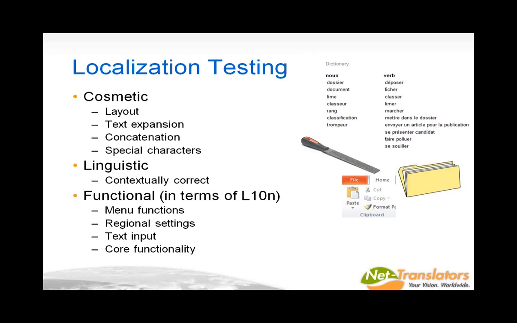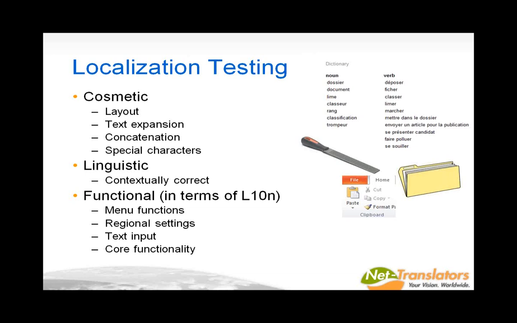Cosmetic testing ensures that the layout, appearance, size, and alignment of all on-screen text, as well as the order of fields and tabbing, still makes sense post-translation. This entails looking closely at the content to ensure that the characters appear correctly, and that concatenation, that's a tough word by the way, people, concatenation doesn't adversely affect the meaning.